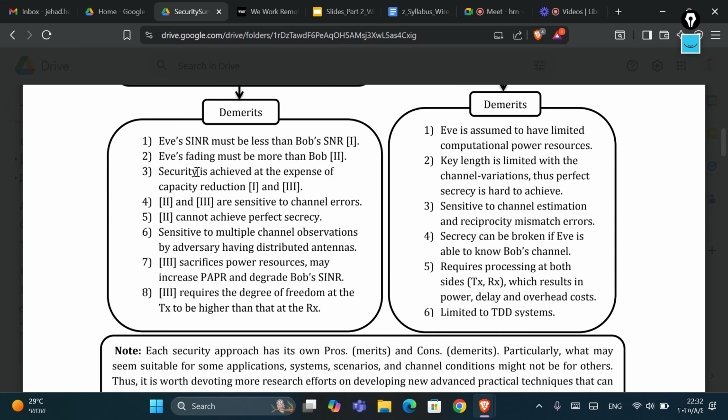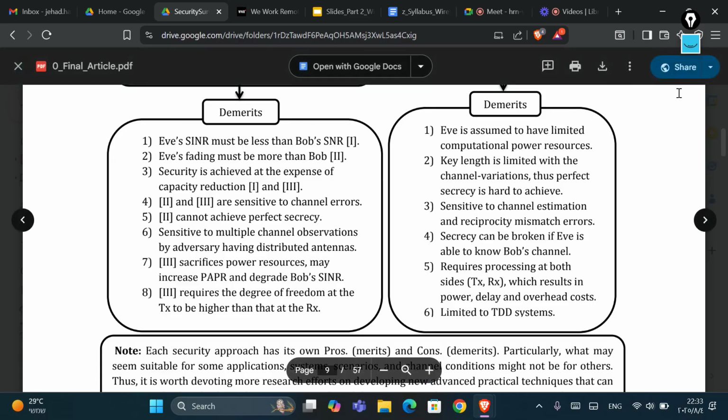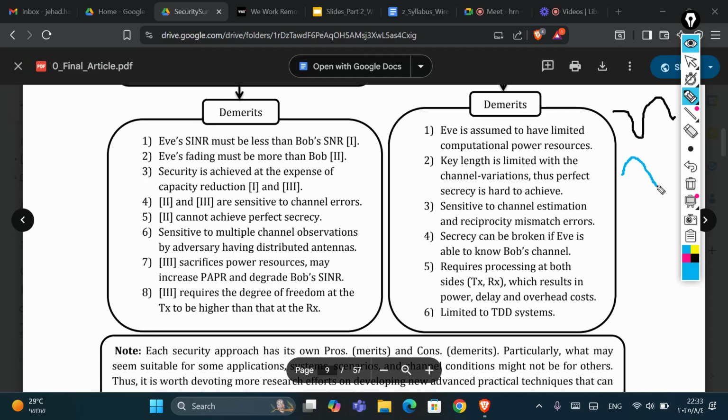The second one is Eve's fading must be more than Bob's. Again, this is also related to the signal to interference noise ratio, because if the fading is more at Eve, it means the channel is more suppressed. Let's draw it here in a figure. When we have a channel like this, and another channel like this, let's assume this is for Bob and this is for Eve.